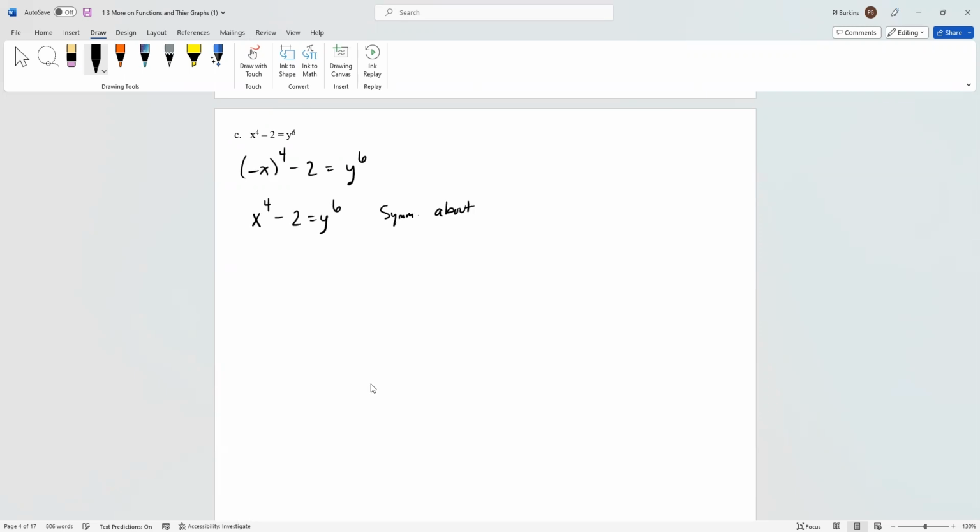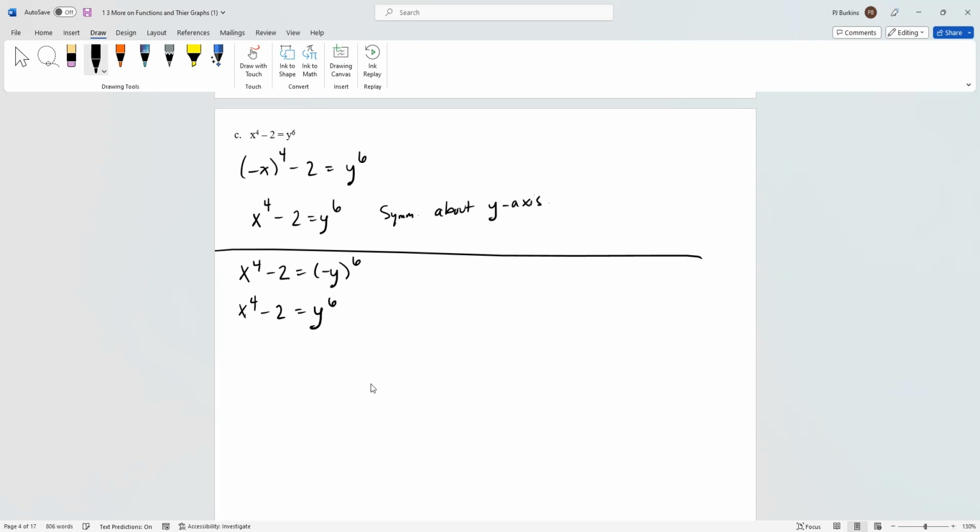about the y-axis. Okay. Now I plug in a negative y. And that's going to give me y to the 6th power. That is also equivalent to what we started with. So it looks like it has symmetry about the x-axis.